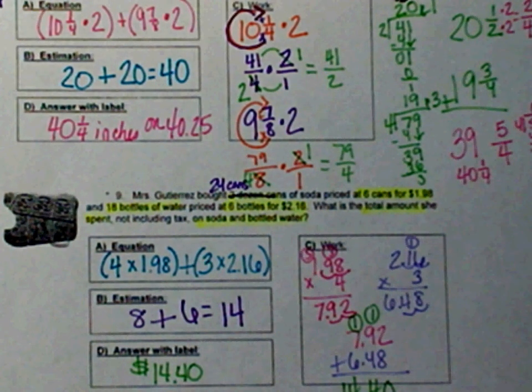I need to combine those. 2 plus 8, 10, carry your 1, 1, 9 is 10, 14, carry your 1, 8, 6, 14, and do not forget that decimal. So my answer is I spent $14.40 for soda and bottled water.